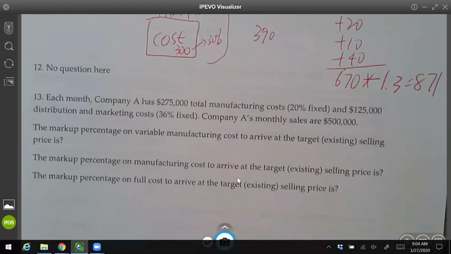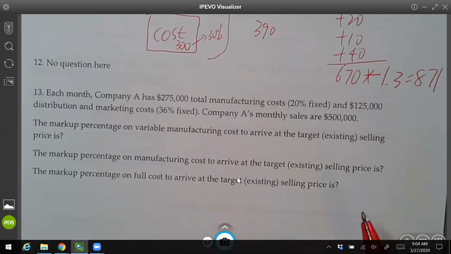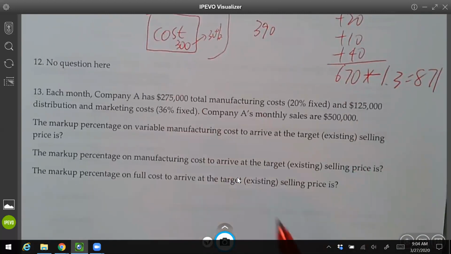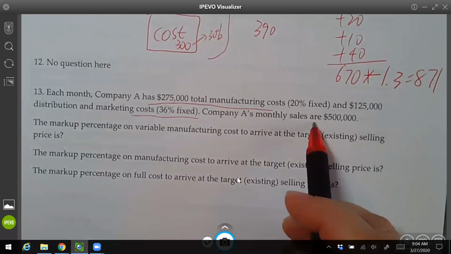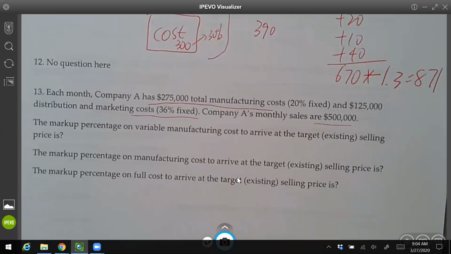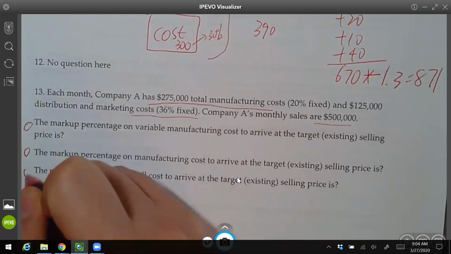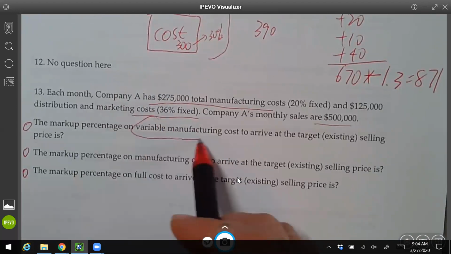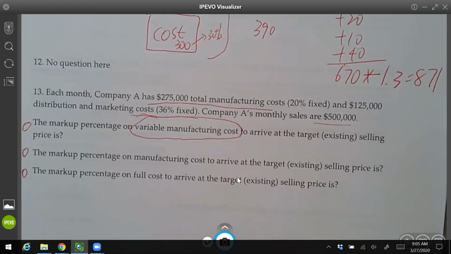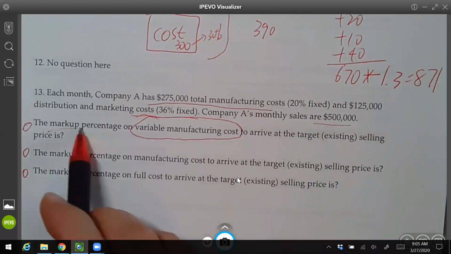Question 13, I think I put the first one in the Blackboard test, but I want to do the second and third very quickly with you. So you have this manufacturing cost, 20% fixed, so we have 80% variable, and then we have this period cost, non-manufacturing. Your monthly sales, we want our sales to be 500,000. There are 3 questions. Let's look at the first: markup percentage on variable manufacturing cost. So we use variable manufacturing cost as the base, to arrive at the target sales of 500,000.